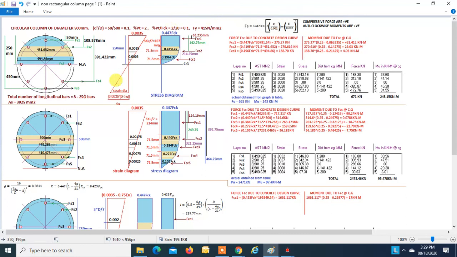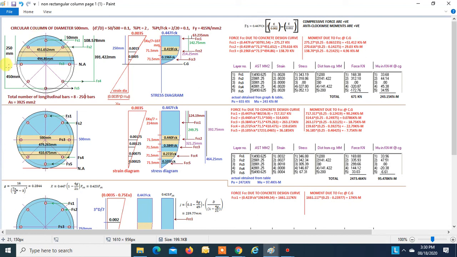Sometimes it so happens that we don't have programs for different non-rectangular shaped columns, then we can do the analysis manually and also get the value of ultimate load and ultimate moment carrying capacity of the particular section for a particular depth of neutral axis. If you are making a program, then it is good to subdivide the area of the cross section into 1 mm thick strips.